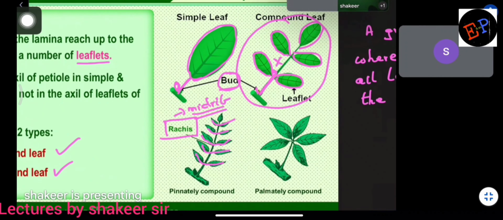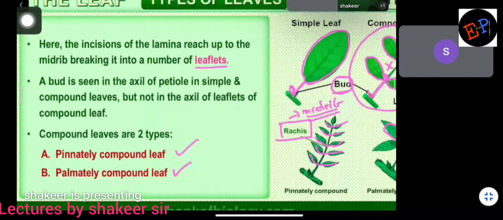And palmately compound means what? If many leaves originate at the same point, then this type of compound leaf we call palmately compound. Understood? So pinnately compound and palmately compound are the two types of compound leaves.